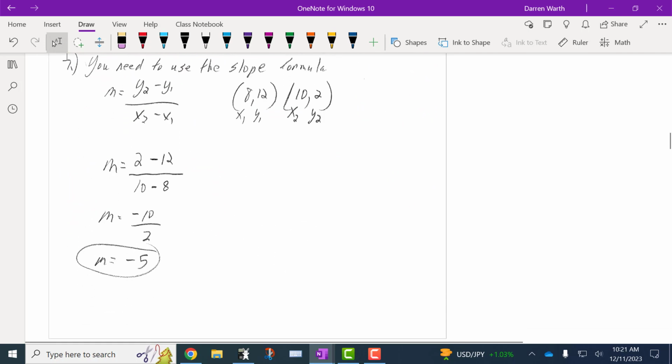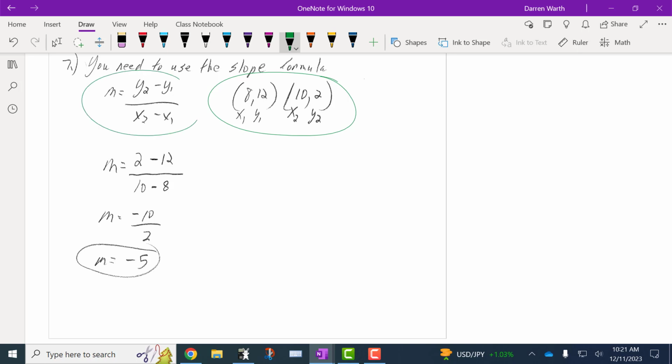Let's take a look at number 7. It wants us to find the slope through these given points. The points it gives us are 8 and 12, and 10 and 2. We want to find the slope of that, so you need to use your slope formula. Your slope formula is y sub 2 minus y sub 1 all over x sub 2 minus x sub 1.